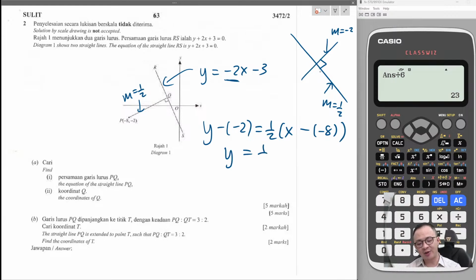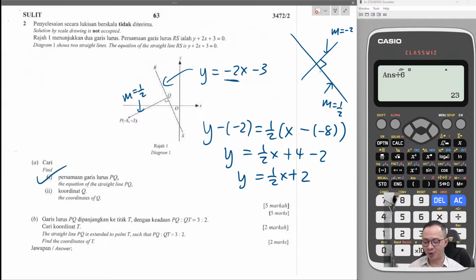So this is y equals half x plus 4 minus 2, which is y equals half x plus 2. Done. This is the equation of PQ. Then if you want to find Q, remember in this topic, if you want to find the coordinates, what we do is we sub one equation into the second equation. Because if we sub one equation into the second equation, we're finding the point that intersects.